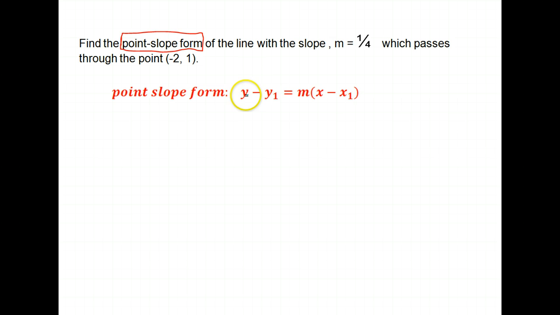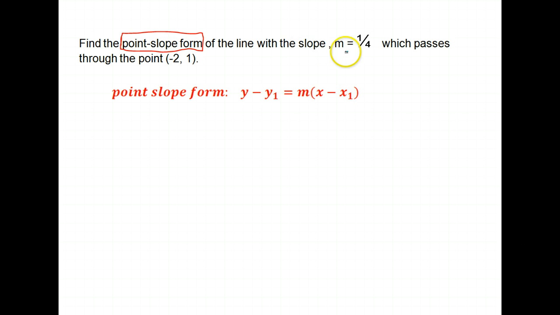The point slope form is written y minus y1 equals m times x minus x1. Now in the formula, y is just the letter y. y1 is the y from any point on the line. M is the slope. X is just the letter x, and x1 is the x from any point on your line.